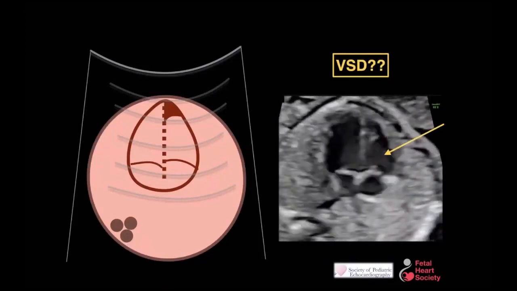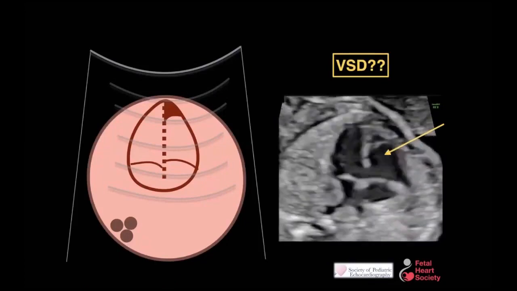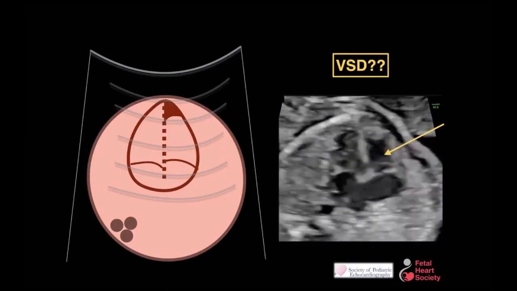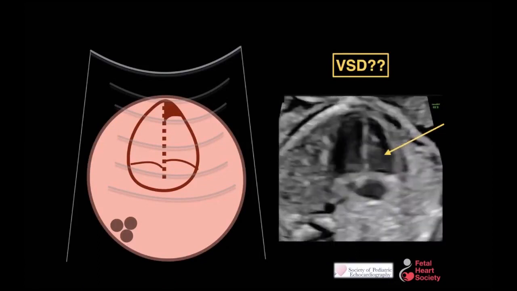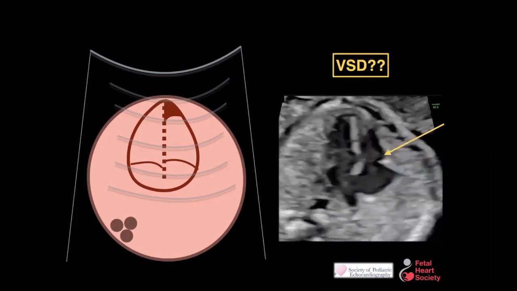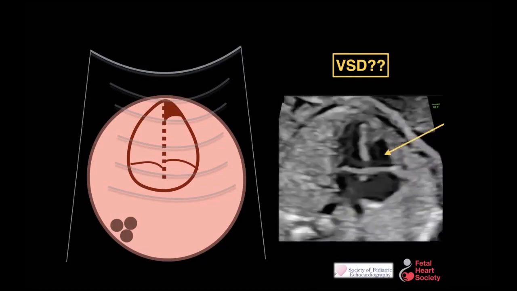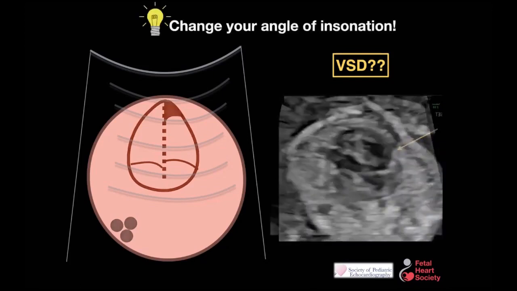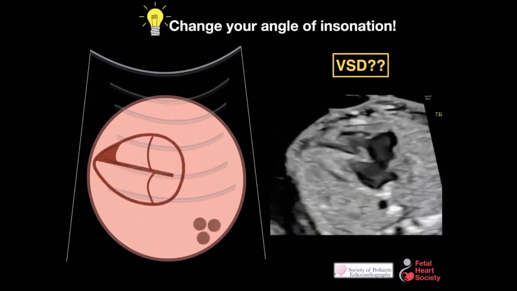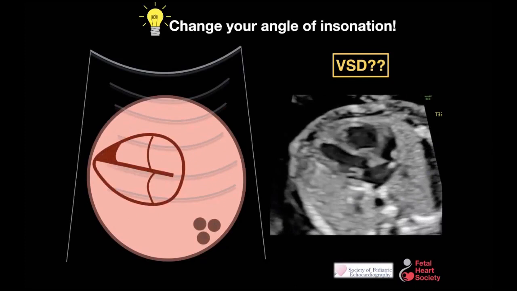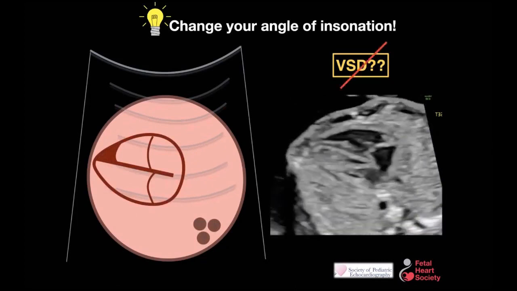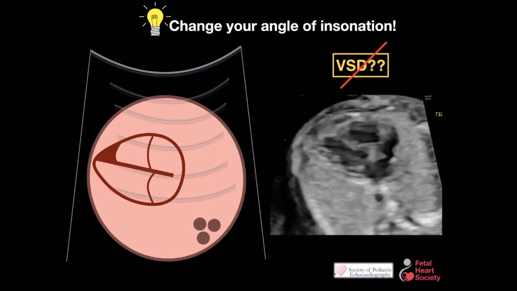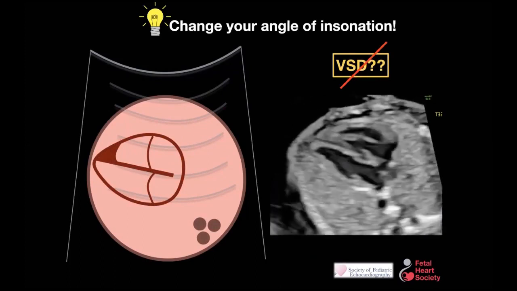So what do we see here? As we're looking at this four-chamber heart, here we have what possibly could be a questionable VSD. We don't know, but what is wrong here? Actually, to assess ventricular septal defects, this is an incorrect angle of insonation. So again, you want to change your angle of insonation, and here you can see that there's truly no ventricular septal defect, but just a hypoechoic dropout with the beam and the interventricular septum.